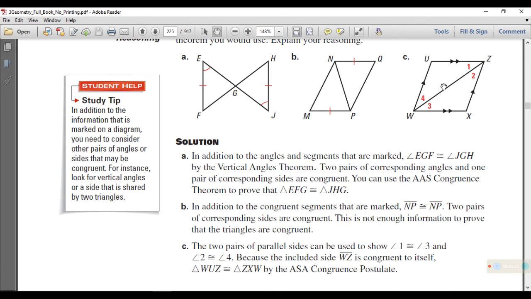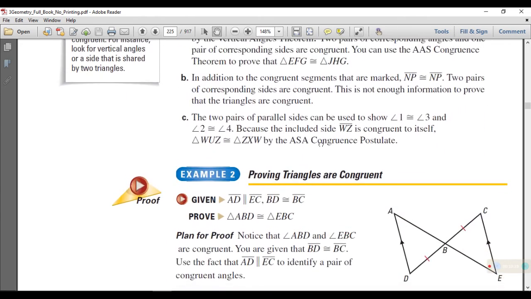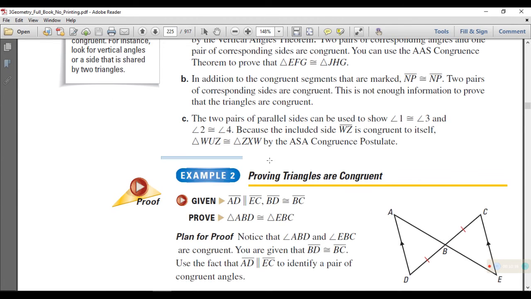And aside from that, we have an included side, which is WZ. Using the reflexive property of congruence, we have WZ is equal to WZ. So, we can use the ASA congruence postulate. Okay? This is getting a bit exciting.